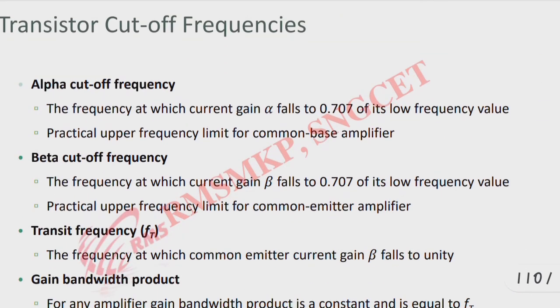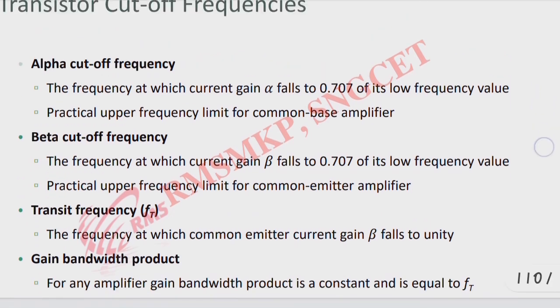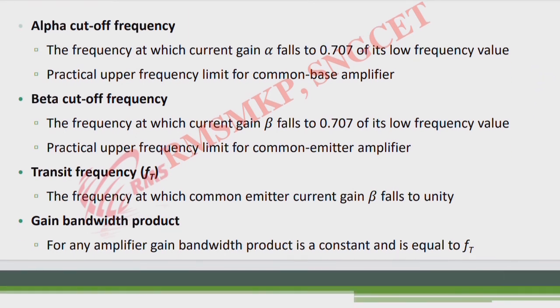Transistor cutoff frequencies: alpha cutoff frequency, beta cutoff frequency, transit frequency, gain bandwidth product. Alpha cutoff frequency is the frequency at which the current gain alpha falls to 0.707 of its low frequency value, the practical upper frequency limit for a common base amplifier. Beta cutoff frequency is the frequency at which the current gain beta falls to 0.707 of its low frequency value, the same as alpha. Transit frequency is the frequency at which the common emitter current gain beta falls to unity. For any amplifier, the gain bandwidth product is a constant and is equal to Ft.